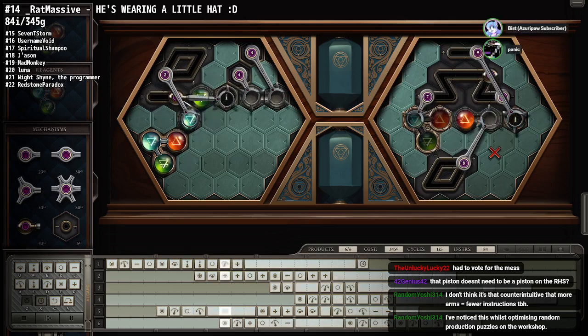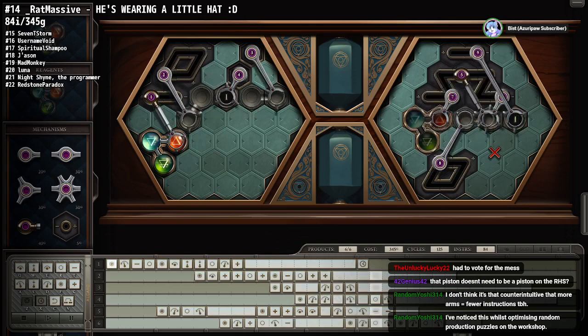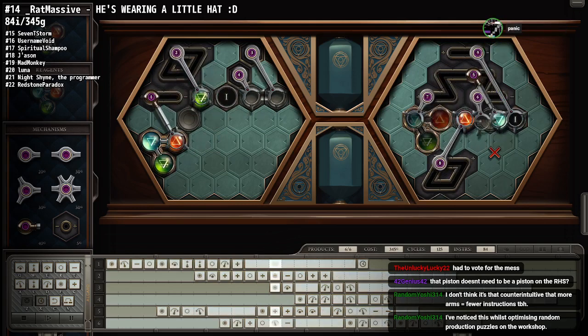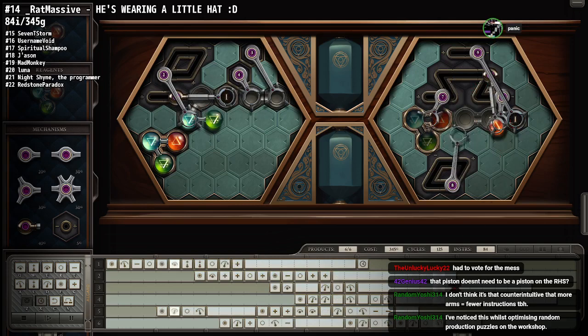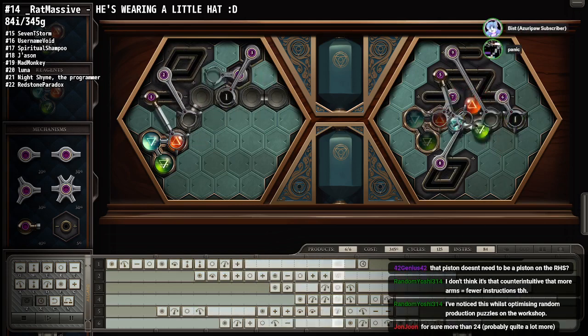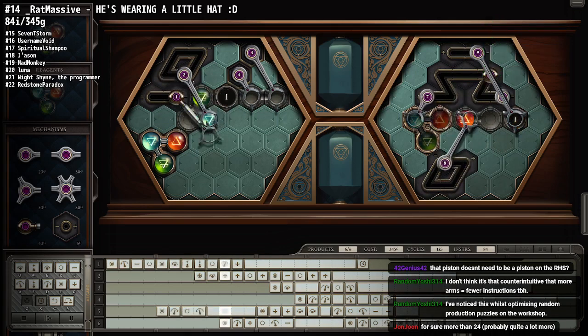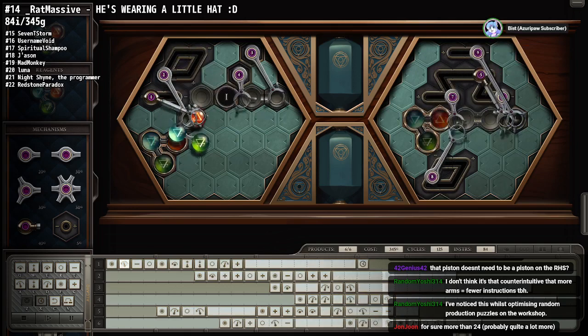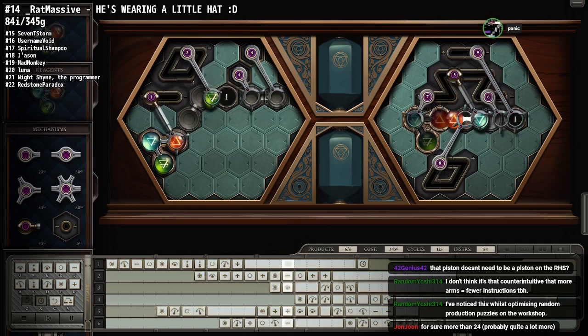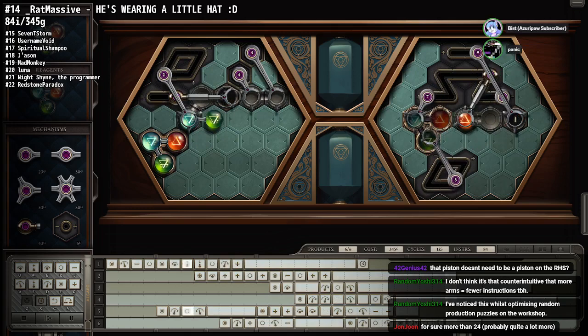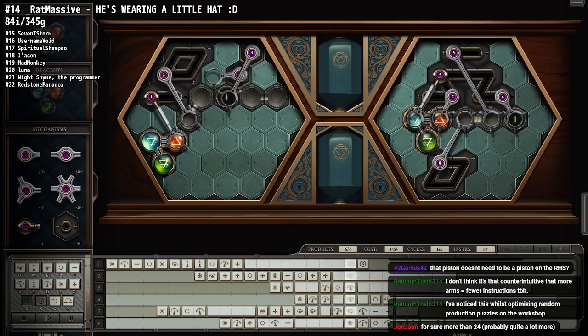Wait till you see how the original puzzle was. We'll see. I mean, it's fine. I think it was a good idea to make them bigger. I think these are the biggest chamber sizes, aren't they? There might be one that's bigger. I think this is the biggest one. Oh. Yeah.